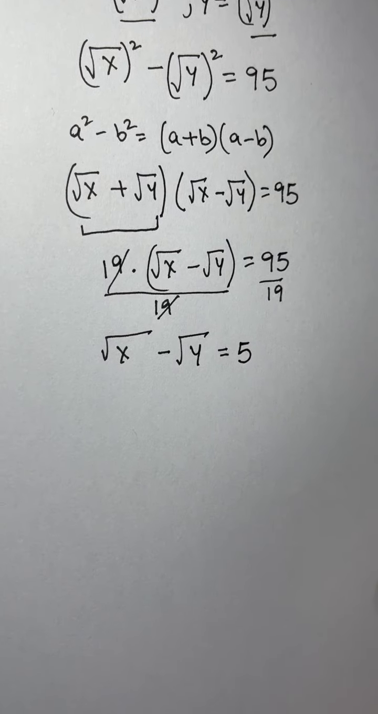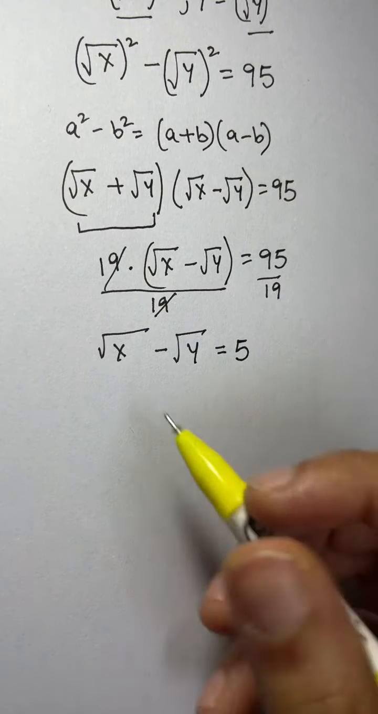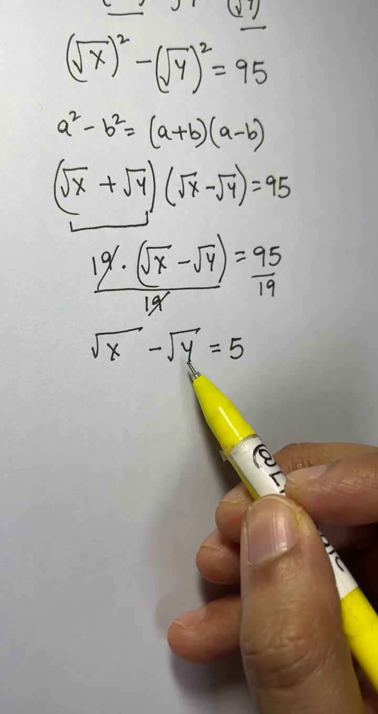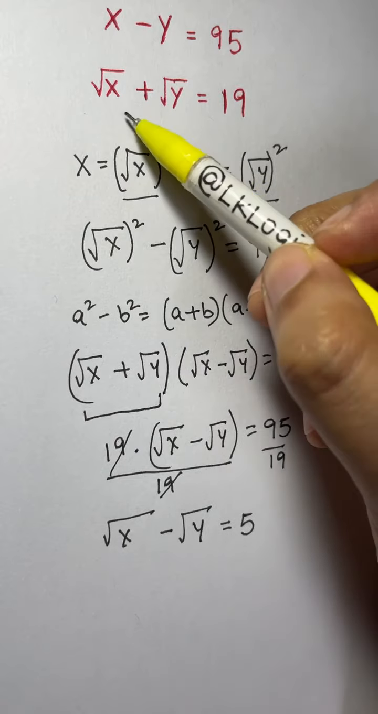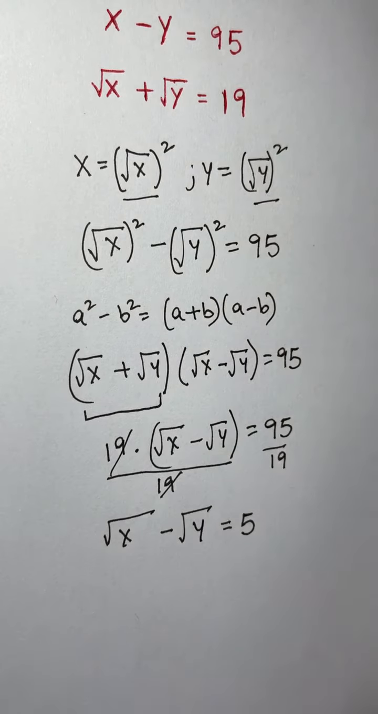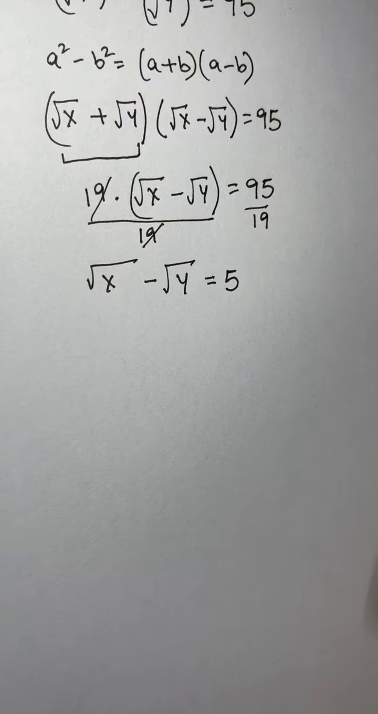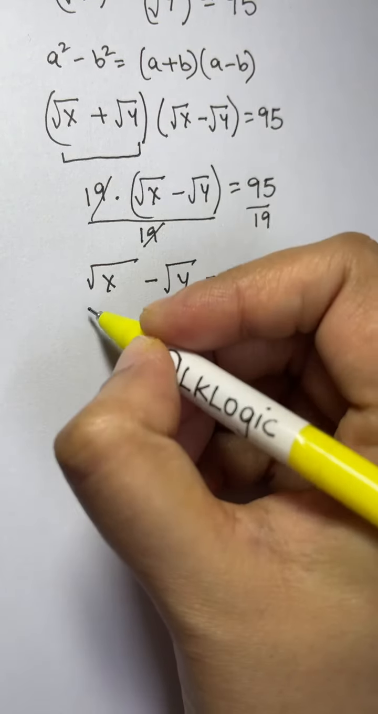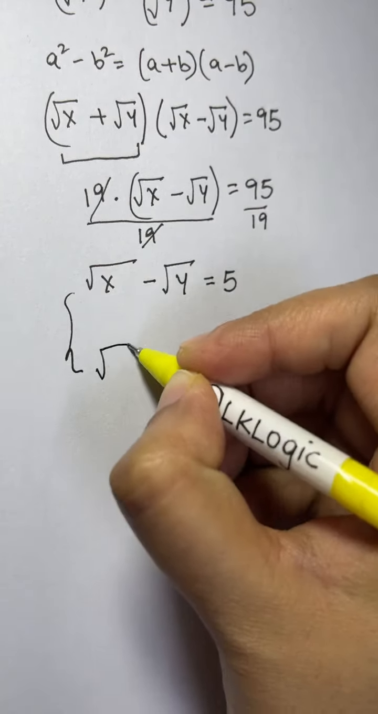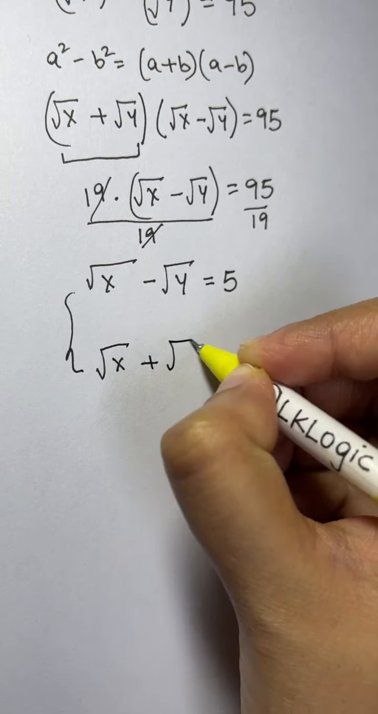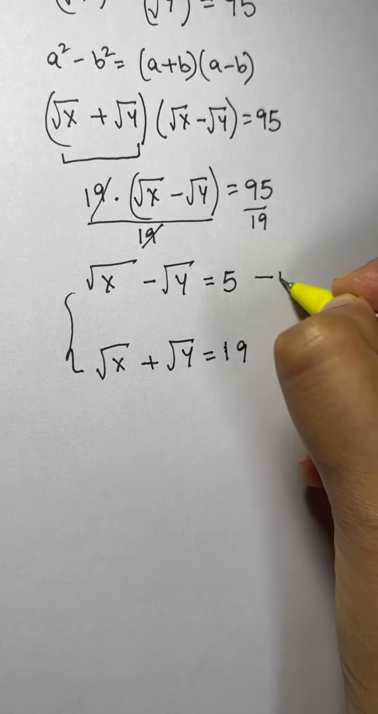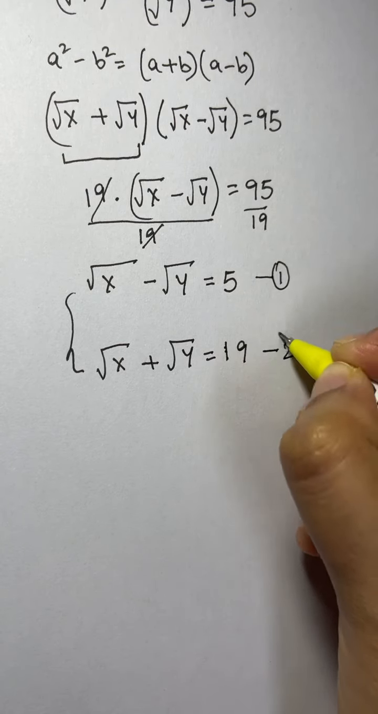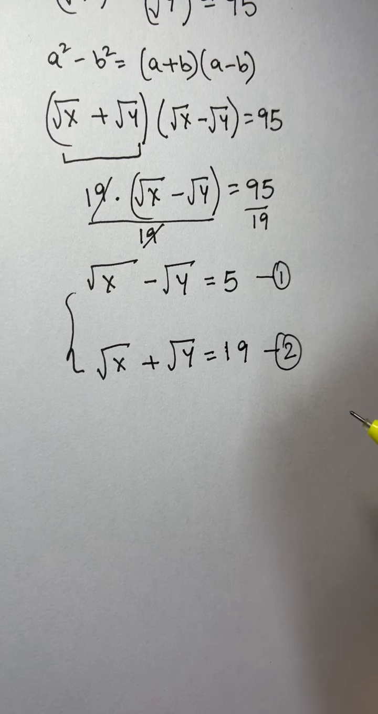Now what can I do? After this step, I have got square root of x minus square root of y, that is a difference of that. And here I have the sum, square root of x plus square root of y. So I'm going to write that back the other way round. That's square root of x plus square root of y is equal to 19. Let this be equation 1 and let this be equation 2. How can I find the values of x and y from these two equations?